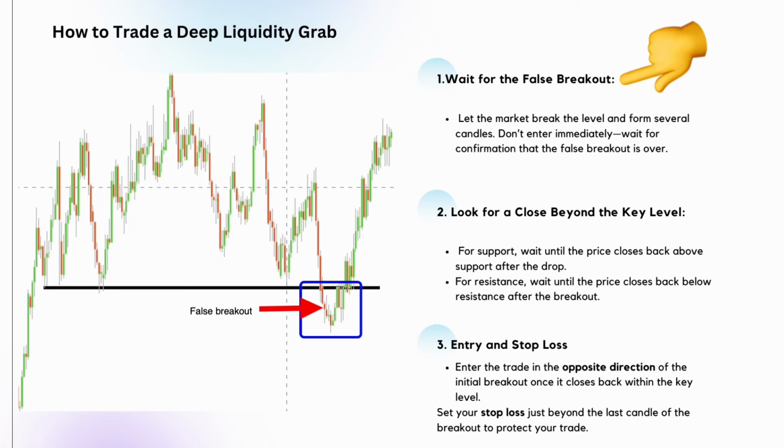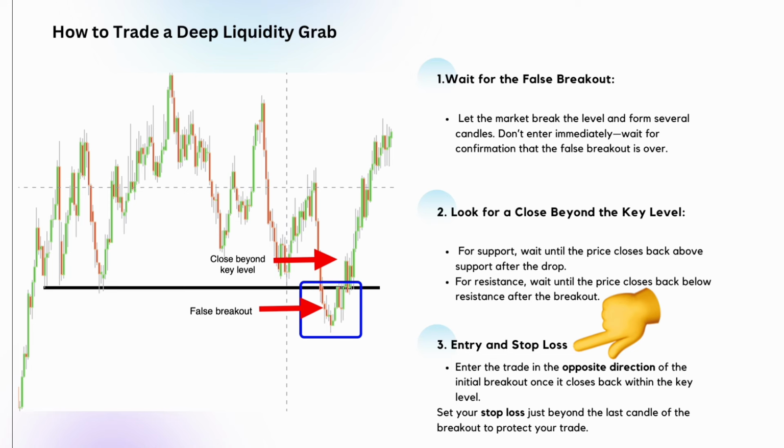Wait for the false breakout, let the market break the level, and form several candles. Don't enter immediately, wait for confirmation that the false breakout is over. Look for a close beyond the key level. For support, wait until the price closes back above support after the drop. For resistance, wait until the price closes back below resistance after the breakout.